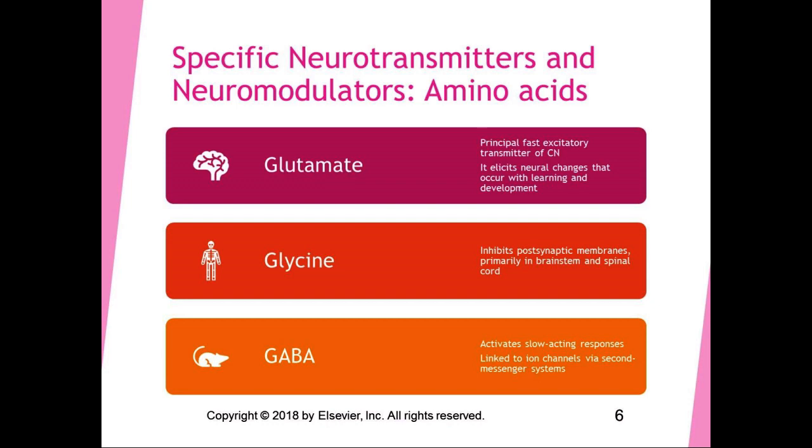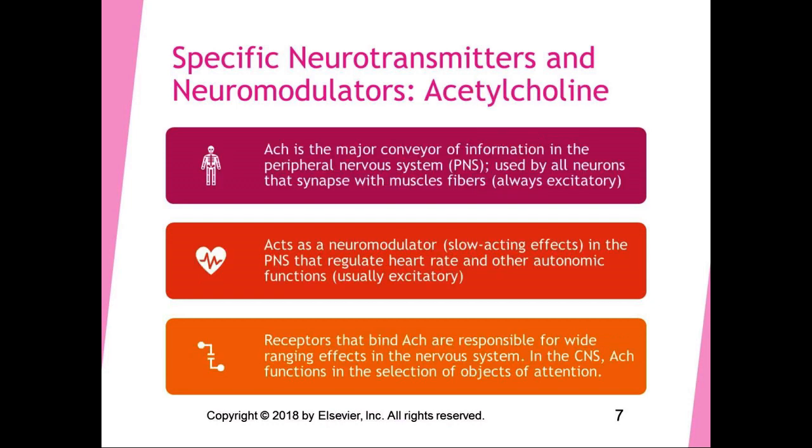Glycine and GABA are both inhibitory neurotransmitters in the central nervous system. Glycine inhibits postsynaptic membranes, primarily in the brainstem and spinal cord. And GABA activates slow-acting responses that are linked to ion channels via second messenger systems. So you can think of the three Gs: glutamate, glycine, and GABA. Glutamate's excitatory and glycine and GABA are inhibitory. And they're all amino acids.